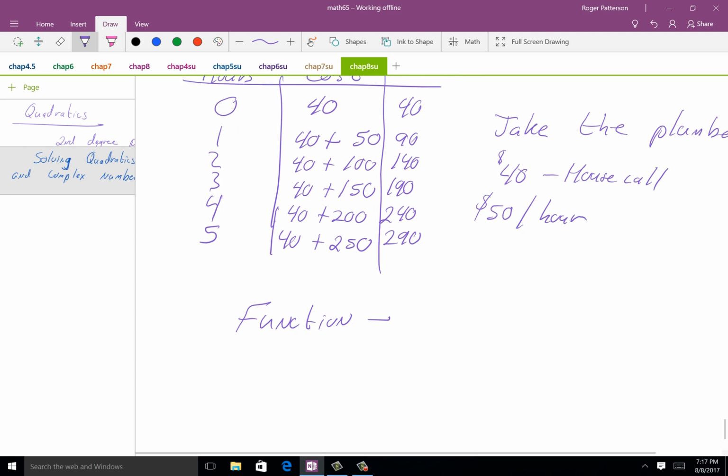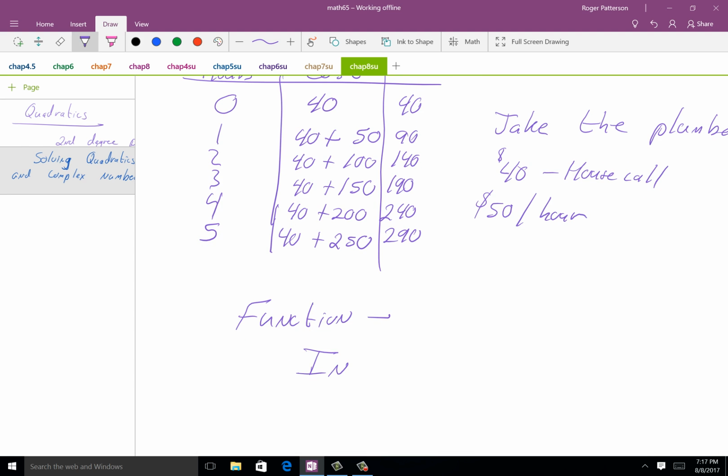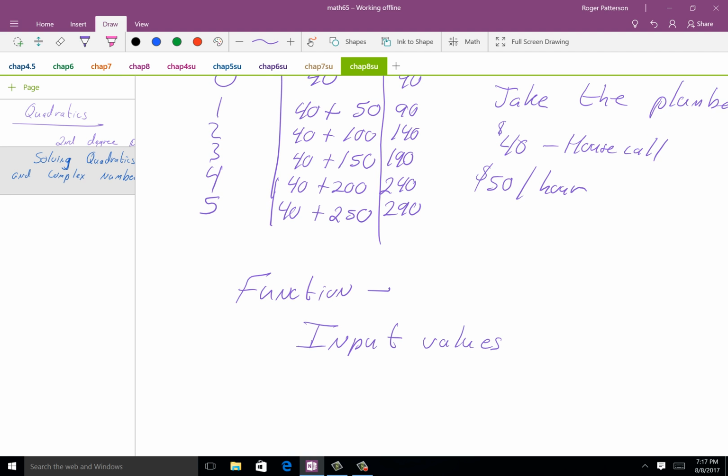First thing a function has is an input. So you're inputting values into a function, which can be an equation. And it also has an output. The input values have a name, they're called the domain, and the output values have a name, they're called the range. So the input values are the domain, output values are the range.